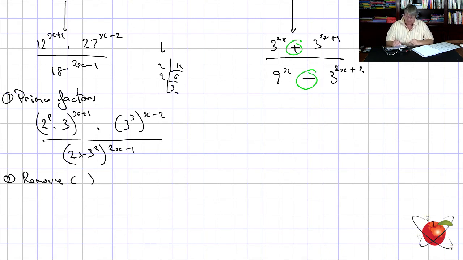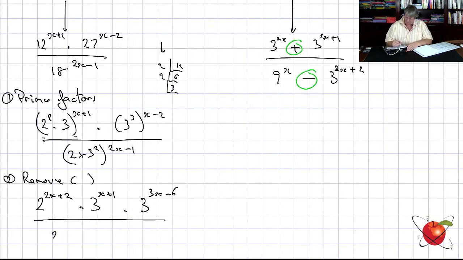When we remove the brackets, we mean remove these brackets here and all over. Here's where the big mistakes happen. We must multiply it out. Bracket means times, therefore it's 2 to the power of 2x plus 2 times 3 to the power of x plus 1, multiplied by 3 to the power of 3x minus 6, all over 2 to the power of 2x minus 1, 3 to the power of 4x minus 2. Basically, there you go.